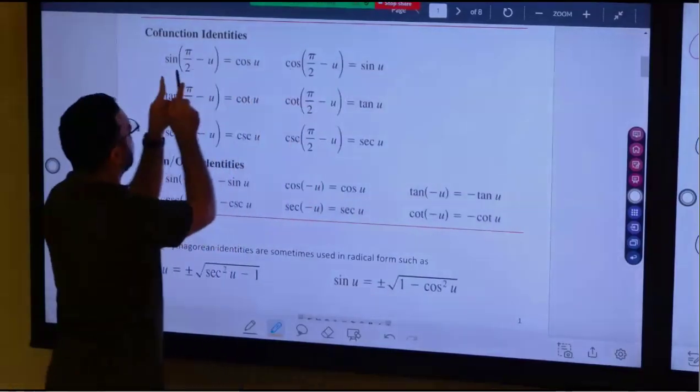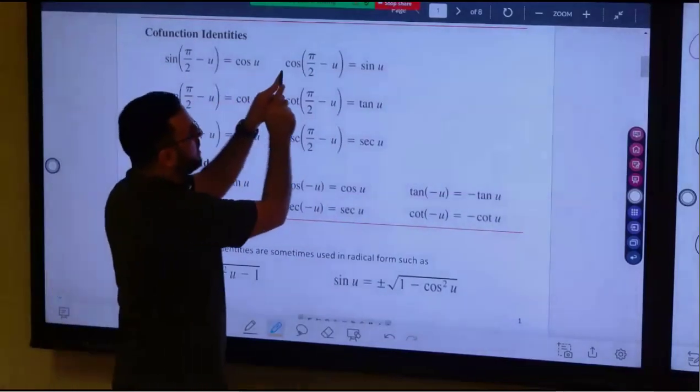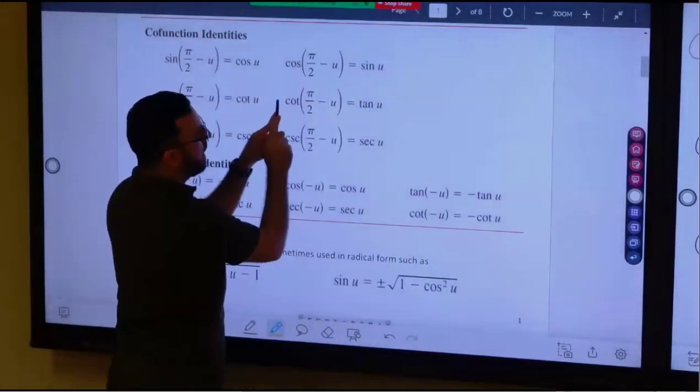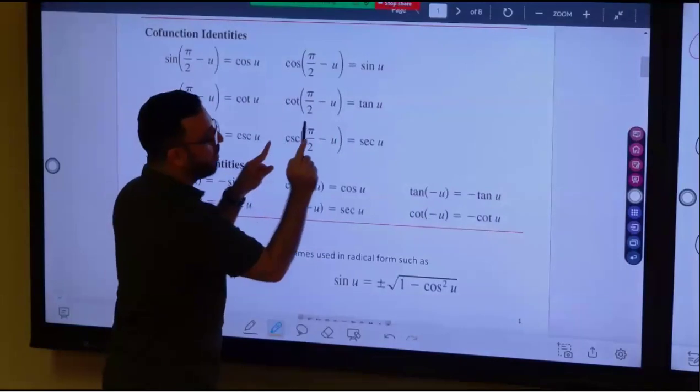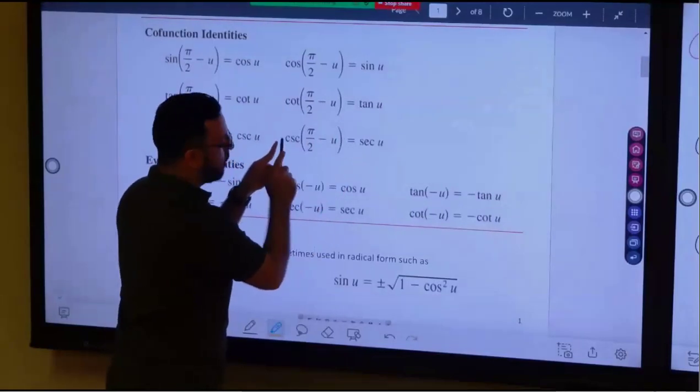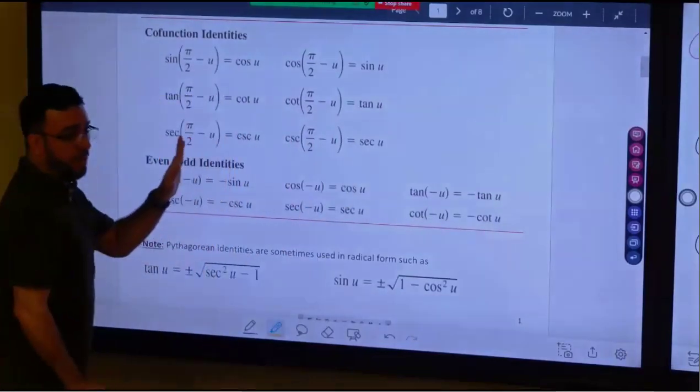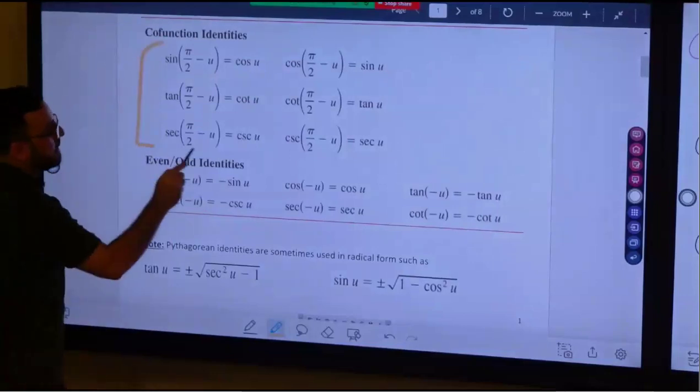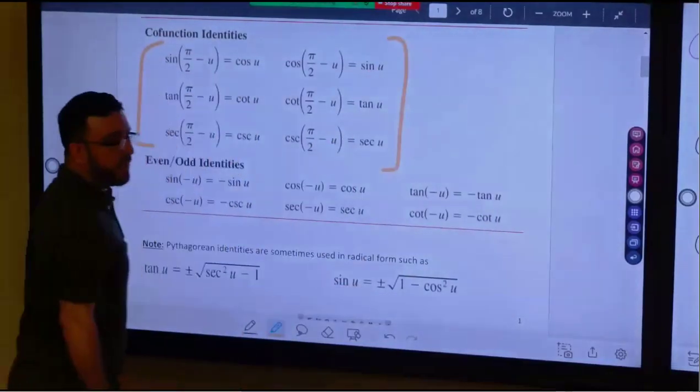Cosine is gonna go back with what? With the sine. So cosine go back with the sine. Cotangent go back to the tangent. Secant go back. Cosecant go back to the secant. You got it? So if you just look to it, it's not that much hard.